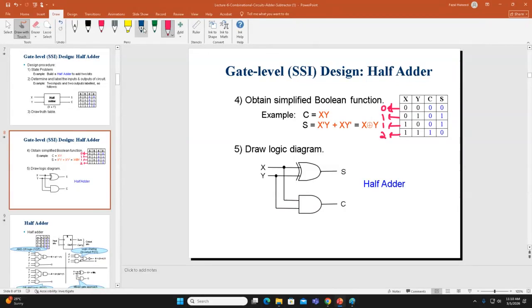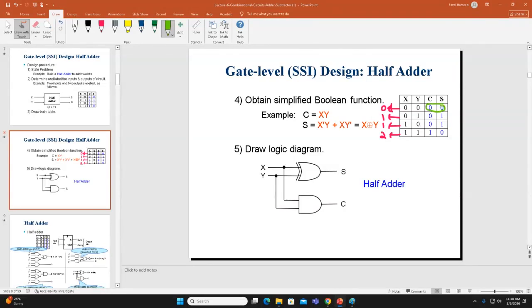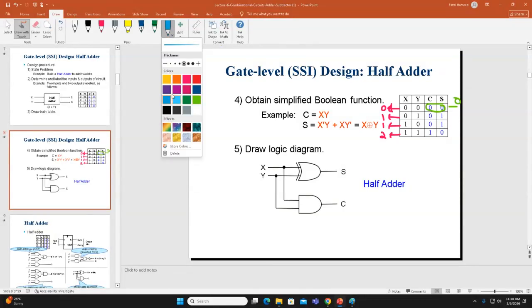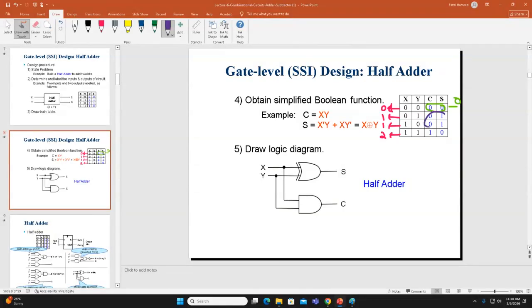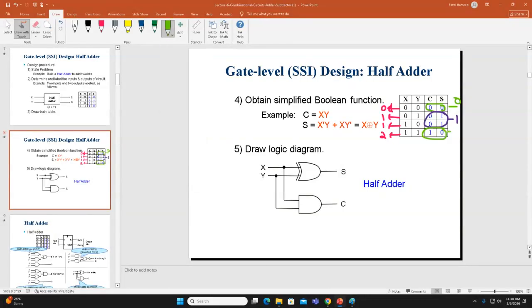Now please look here. This is the code for 0. These two codes are the code for 1, and the last one is the code for 2. Clear? Now this first thing, please remember, is my carry out, and this other thing is my sum.